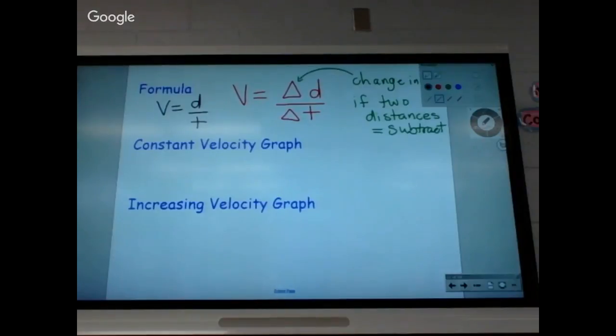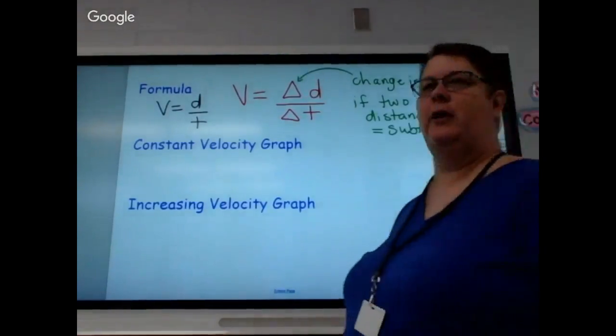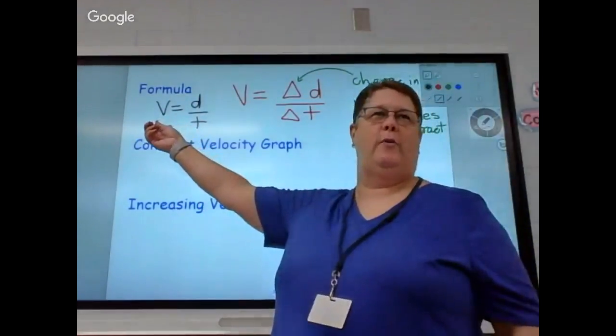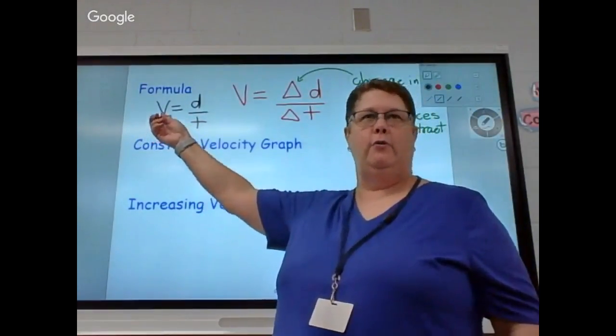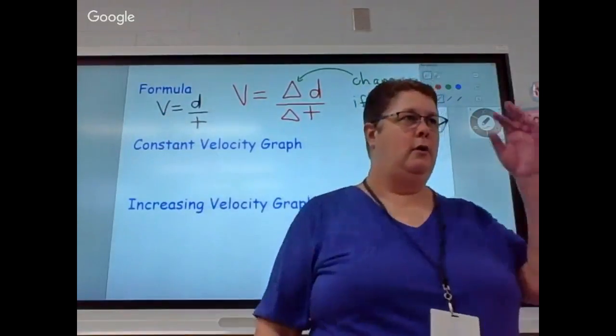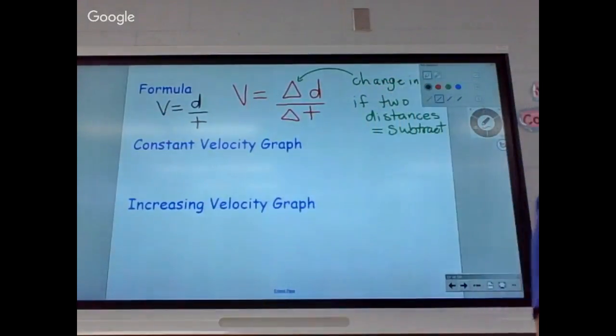Now, because speed and velocity are the same, as I told you last week, is the state going to write the speed formula there? No. You have to know it's the same formula. Okay? Does that make sense?